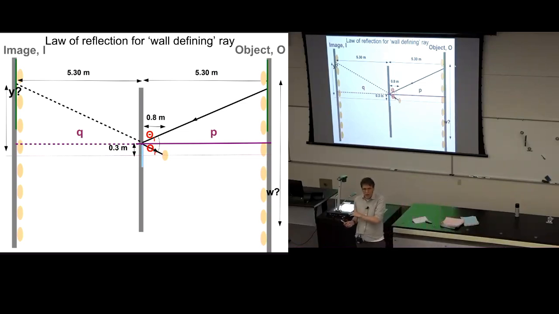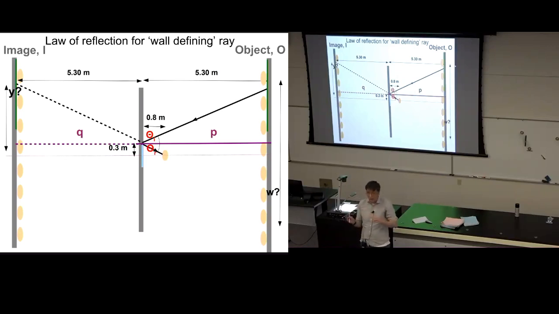So what have I done so far? I first showed you a slide that talked about the properties of the image: it was the same size as the object, and it was the same distance behind the mirror as the object was in front of the mirror. So that was image properties. Then I had some fun drawing these ray tracing diagrams, and by drawing all the rays reflected off the mirror, I found a special ray, the wall-defining ray, that hit right on the edge of the mirror. I said I'm going to concentrate on that.